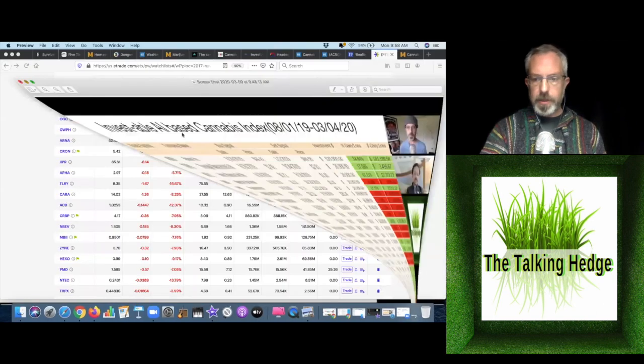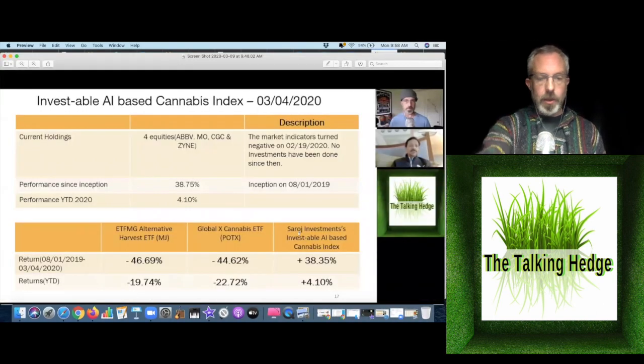So 38% since August, compared to the ETFMG Alternative Harvest Index, ticker symbol MJ, as well as POTX. During that same time frame, ETFMG was down 46% and POTX was down 44%, to our positive 38%. So that's over an 80% difference. Looking at year to date, MJ is down almost 20%. POTX is down over 20%, negative 22.75%, but we are up over 4%. So that's going to be a 20-25% swing just year to date.